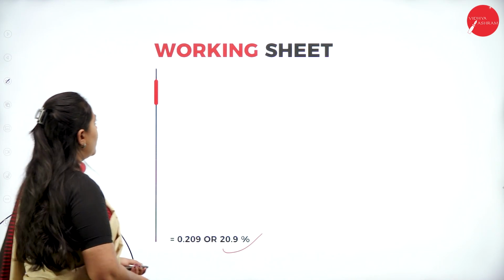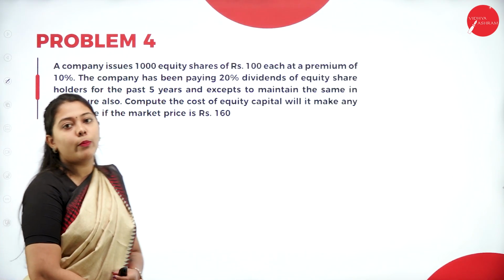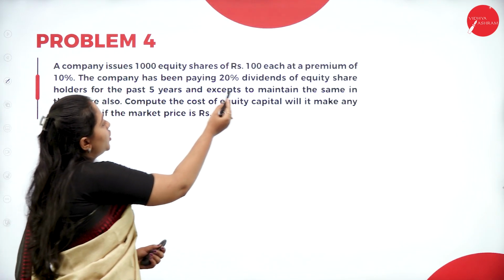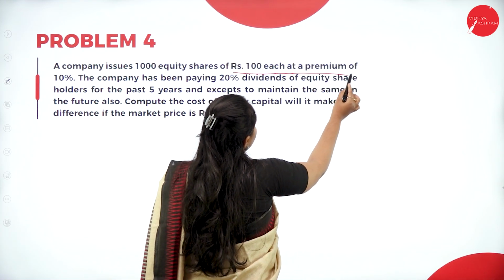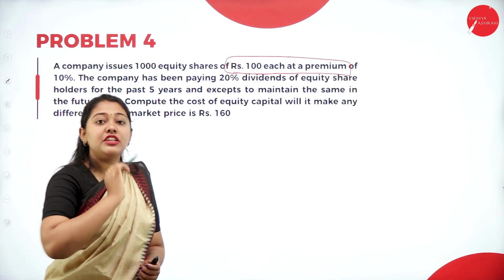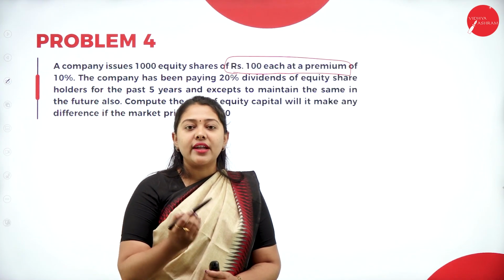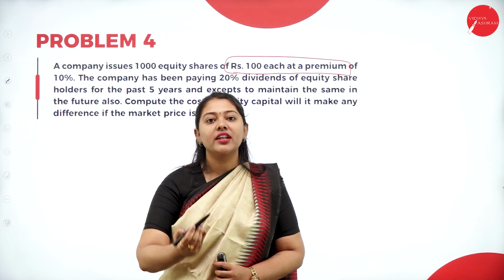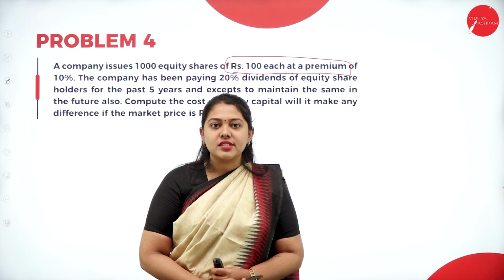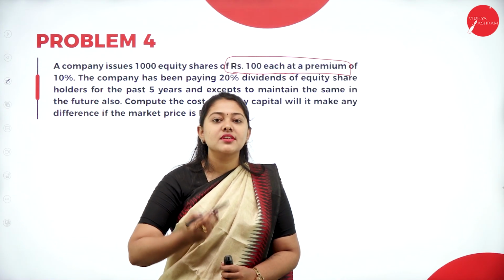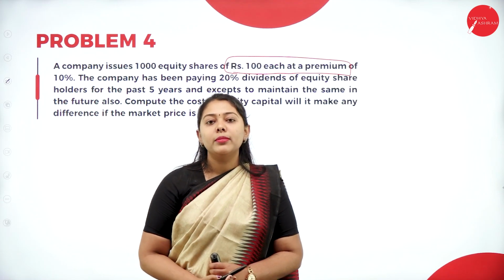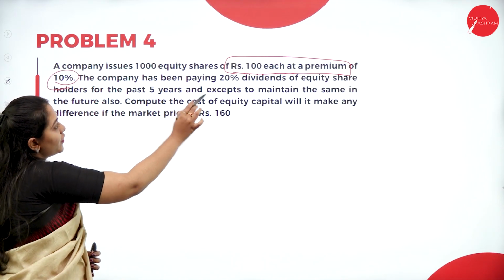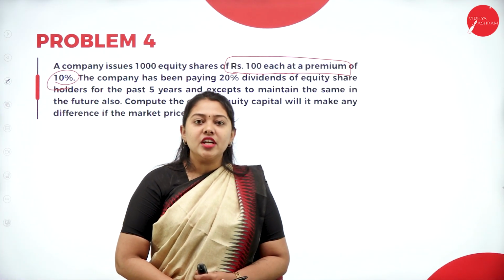Okay, moving forward, let us solve another problem, problem number 4. A company issues 1000 equity shares of rupees 100 each at a premium. While issuing only, the company has issued at a premium. As I have told you, my dear students, the issuing of shares will be done at par, at a premium and at a discount. In the previous problems, we discussed the issue at a discount. In this problem, we'll be discussing issue at a premium of 10%, so 100 rupees into 10% will be 10 rupees.